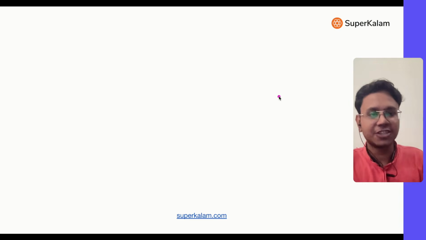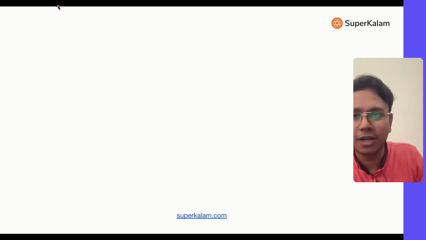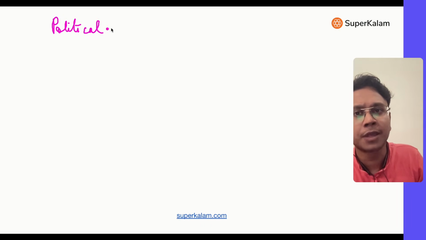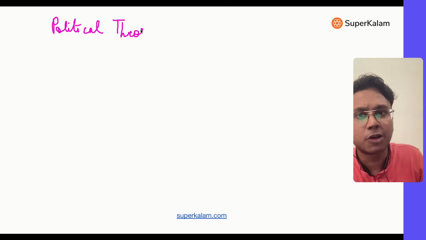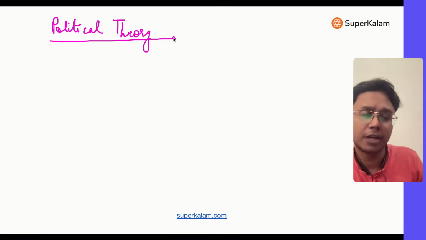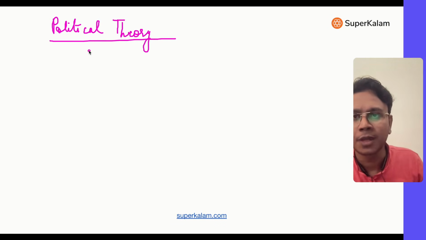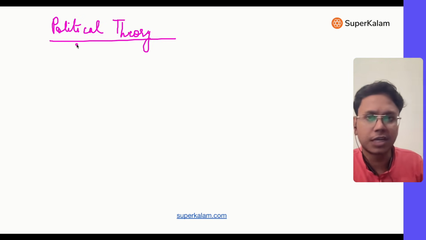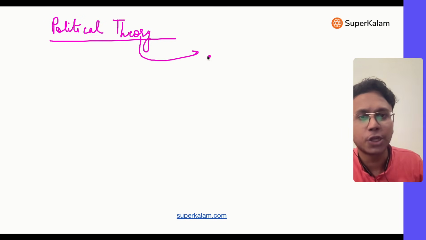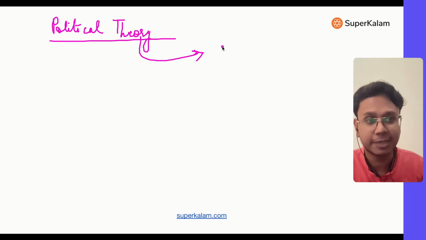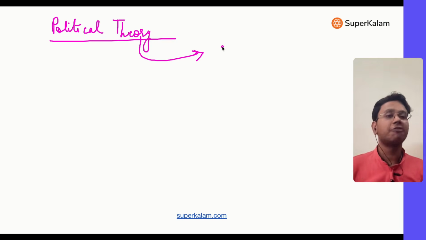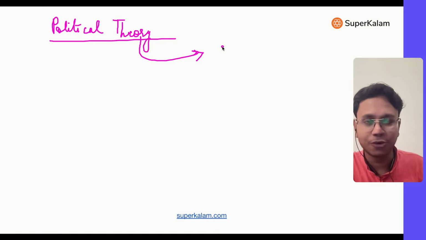Now, the first essential thing is what is political theory? Not very important from the perspective of your GS, but because we are starting this chapter, it becomes important to know about it. Political theory has two words. First is theory. Theory is any generalized explanation of any concept, any phenomena. For example, there is the theory of relativity, which explains the concept of relativity. So, theory is the explanation of a phenomenon.